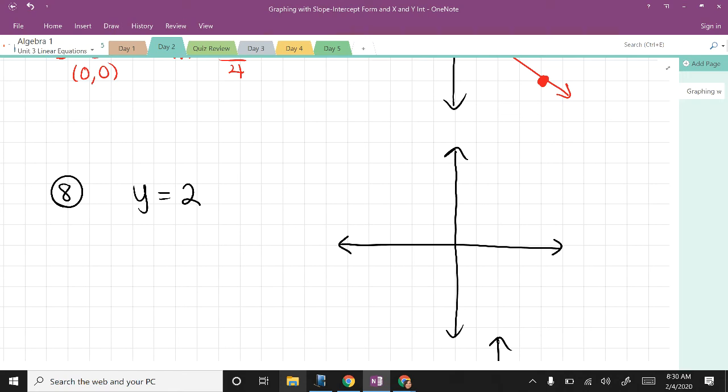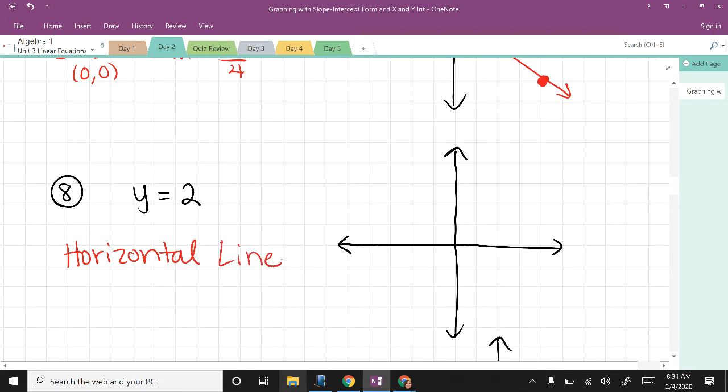Horizontal line. Yeah. Okay. Y'all need to memorize y equals a number, just a plain number, no x's. Just y equals a number is a horizontal line. Memorize it. You know what that means? That means every point on this line, the y value is 2. No matter what the x's are, the y values are always 2. So it's going to be a horizontal line.